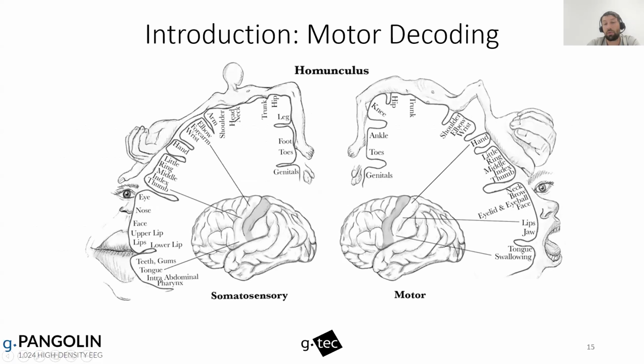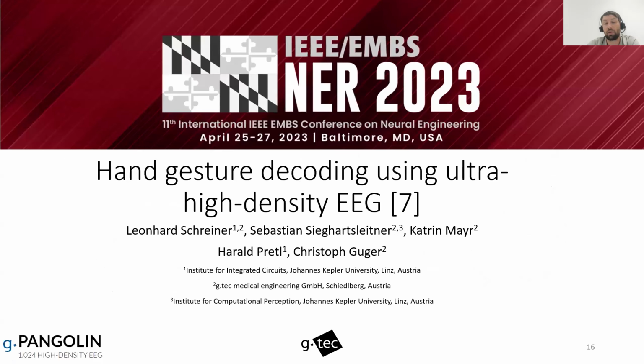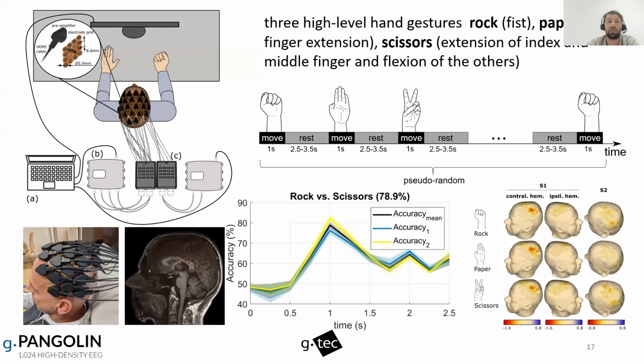This is also particularly important for all of the studies that we performed. The first study I want to show you is we did decoding of hand gestures using our g.Pangolin system. For this study, we applied the pangolin sensor grids on the scalp contralateral to the moving hand, and we had 3 hand gestures that were performed. Fist, full finger extension, and extension of the index and middle finger.